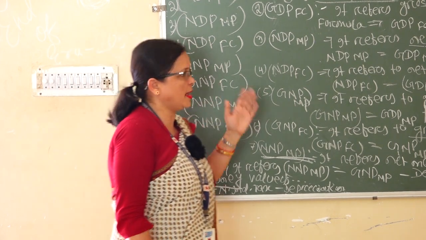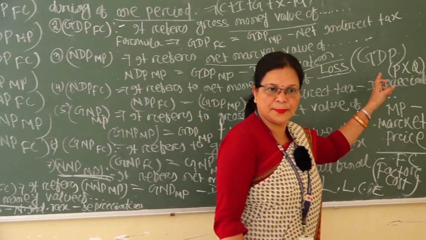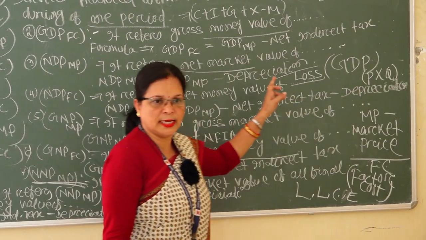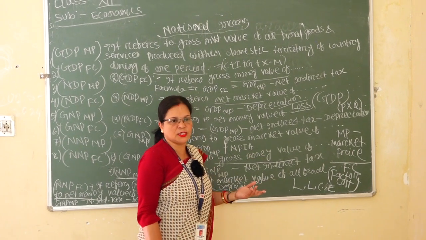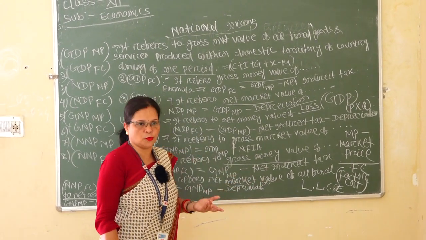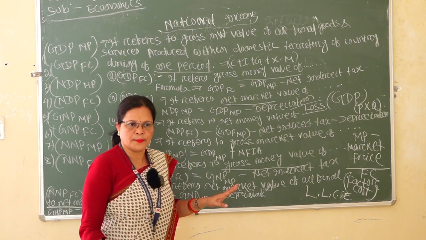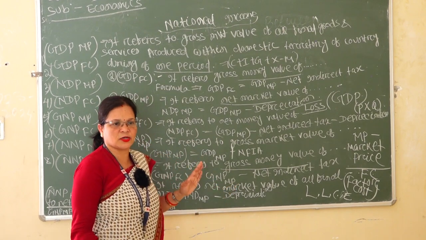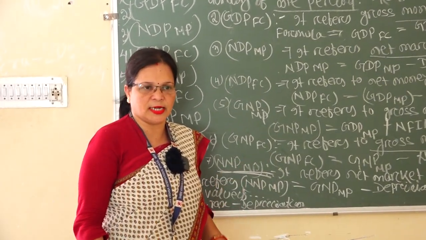So what is GDP? GDP means all the final goods and services produced in a country within a year. And how to calculate GDP? GDP means P into Q, price and quantity. Now clear? So next class I will discuss the measurement of national income.